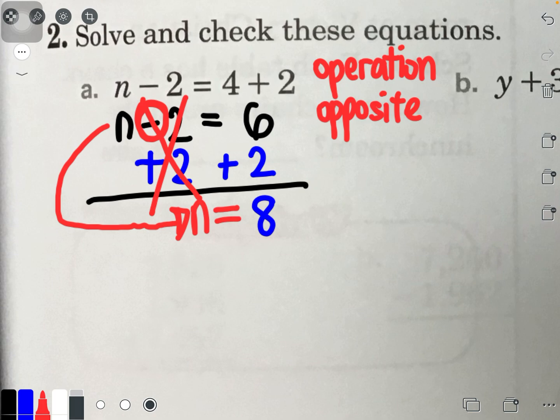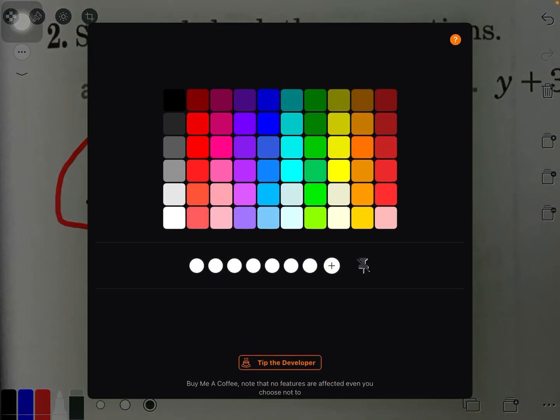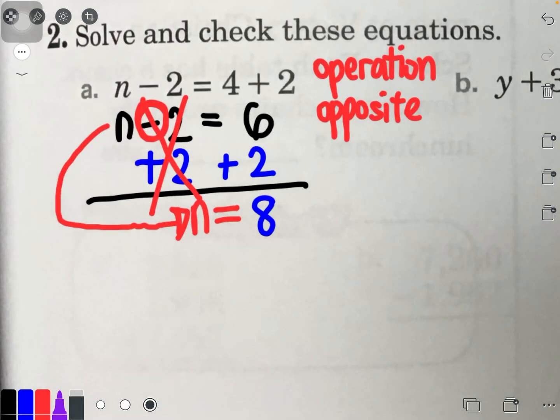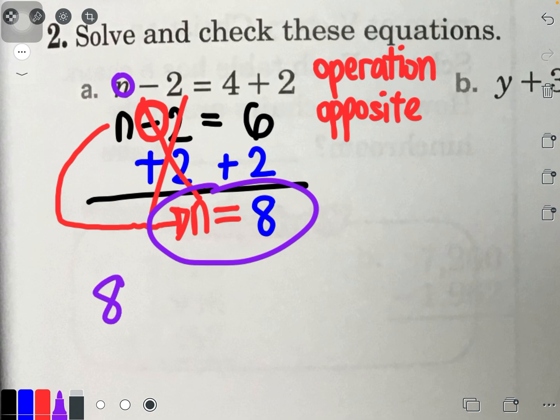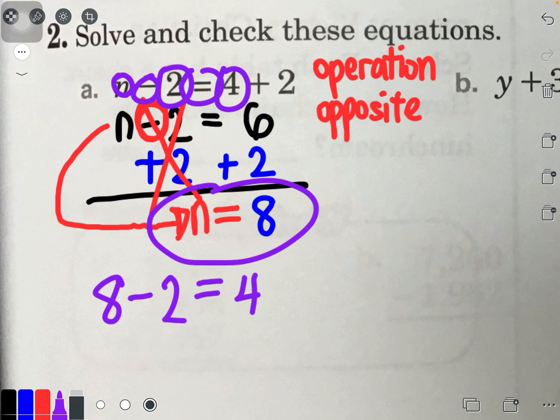N equals 8. Now, I'm going to check. Here's how I check. Use a different color. You know how we just figured out that n equals 8? When I rewrite the whole equation, instead of putting n, I'm going to put 8. So watch. 8 minus 2 equals 4 plus 2. So I'm circling it to let you know that's what it looks like when I rewrite it. Instead of putting n, I'll put 8. Now I can solve it.